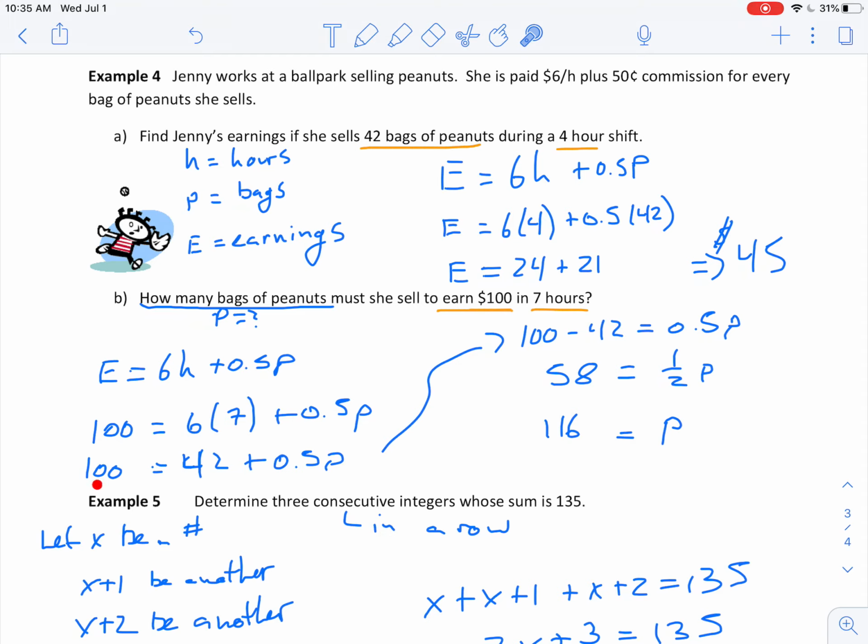So then I end up getting 100 is equal to 42 plus 0.5 times P. We're trying to solve for P. I isolate my variables on one side, constants on the other. I end up getting 58 is equal to half, or 0.5 P, which then means I have 116 peanut bags that she would need to sell in order to earn $100 in 7 hours.